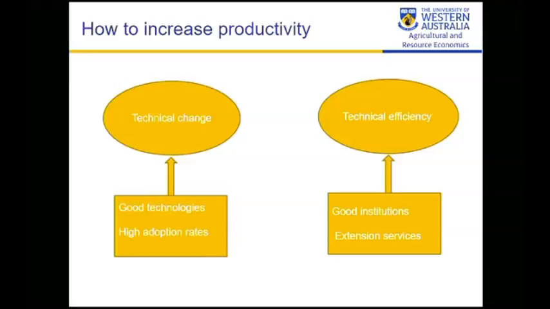But in reality, we can say that there is a relationship between technical change that arises from the introduction of new technologies and technical efficiency. Because in some instances, we need to improve the managerial skills of farmers to be able to efficiently utilize new technologies that are introduced. In other instances, too, we need to introduce new technologies for farmers to be able to be efficient in their production process.